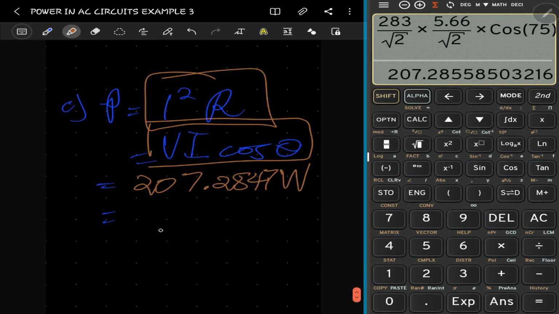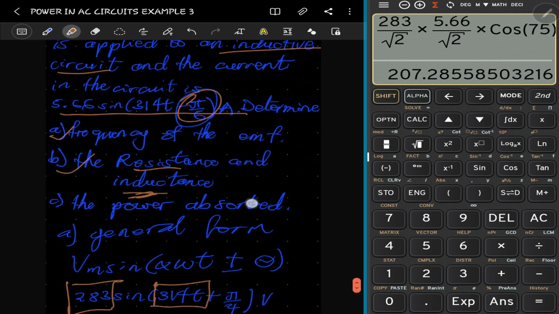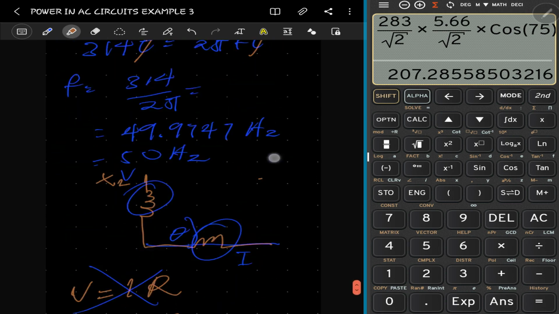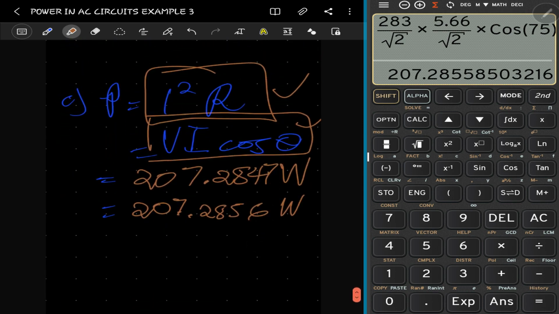Whichever method you use, depending on what's available to you, use the one you're familiar with, and you find 207.2856. So you see, both of them work. Is there anything we have to solve? Well, that's the last part. So C is solved as well. Alright, so that's it.